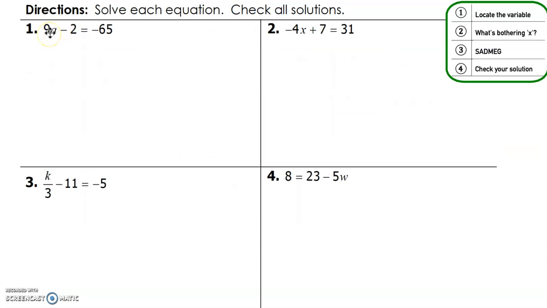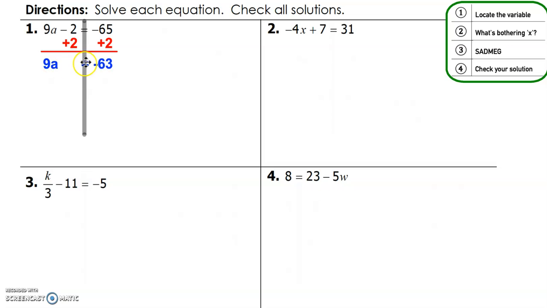All right, so in our first example, we have 9a minus 2 equals negative 65. The variable is on this side. Here's my equal sign. I'm going to draw that line to keep track of what's on the left and what's on the right. So what's bothering x? Well, I've got minus 2 and I've got multiplication by 9. So I'm going to use SADMEG to undo those operations. That means that I need to undo addition and subtraction first. So I'm going to add 2 to both sides to get rid of the subtraction.